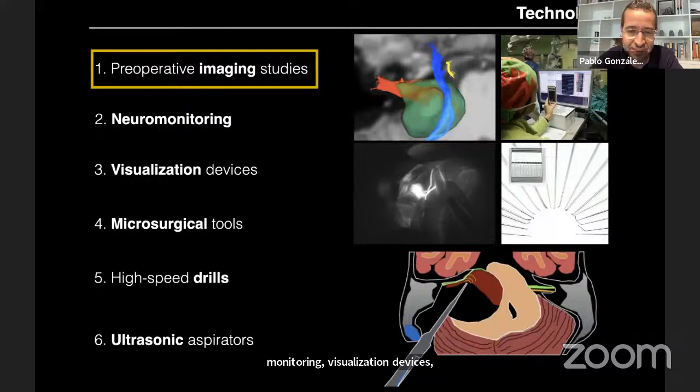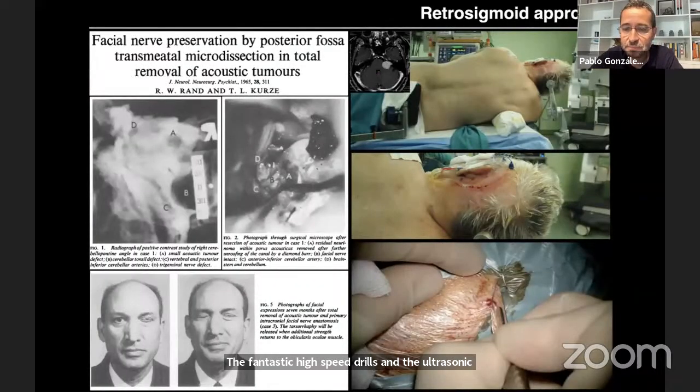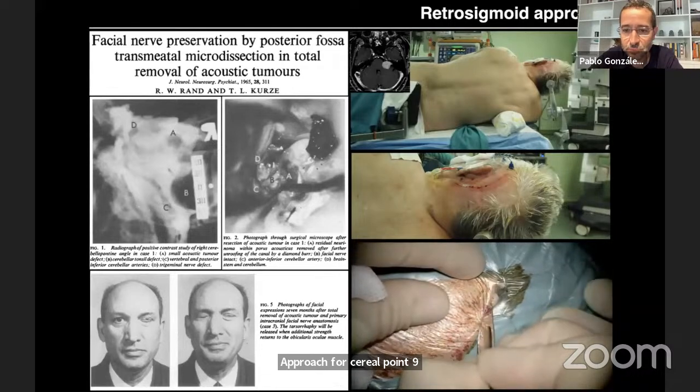90% of the time during surgery, we have just a suction device and our bipolar or micro scissors in our hands. So this is very important. Then the fantastic high-speed drills and the ultrasonic aspirators. So going to probably the most common approach for cerebellopontine angle pathologies, which is the lateral suboccipital or retrosigmoid approach.